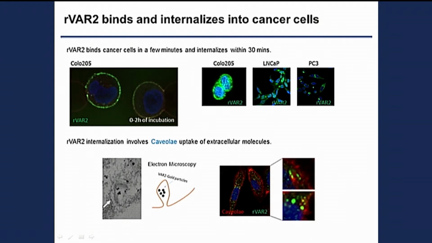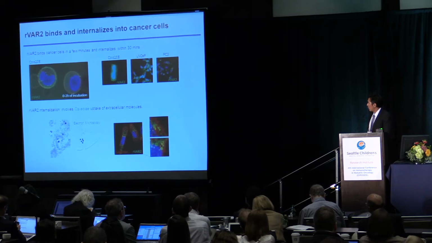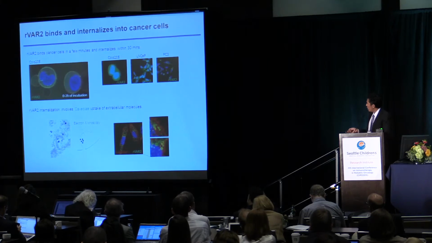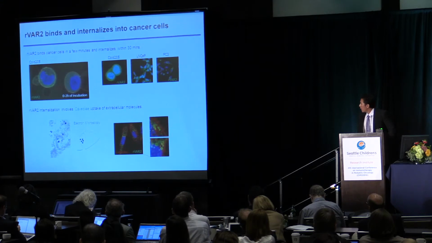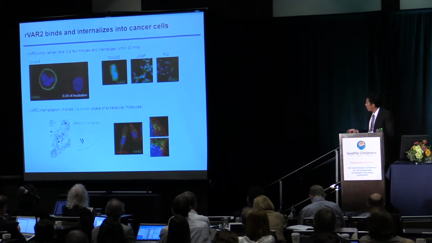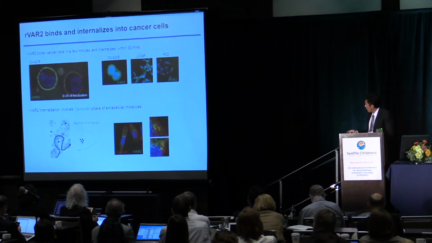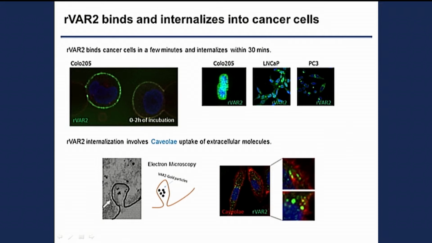Our next question is how VAR2 is taken up into the cell, in the nucleus or in the cytoplasm. So here we conjugated VAR2 with a gold particle, and using electron microscopy, we see that there is possible caveolin uptake. But when we use the caveolin inhibitor, it still goes into the cell. So it is not only one mechanism-dependent internalization.